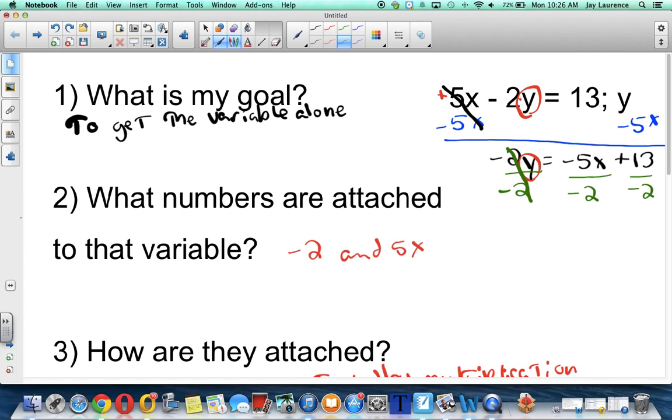The -2's will cancel, leaving me with just a y. A negative divided by a negative is a positive. I'm not going to go mixed number here. I'm going to leave it as an improper fraction, 5/2x. And then this, you can go mixed number if you want, or you can leave it as improper fraction. Again, I'm cheating a little bit. I know something that you don't, where it's going to be easier as a mixed number. But with the x term, I like to go improper fraction.